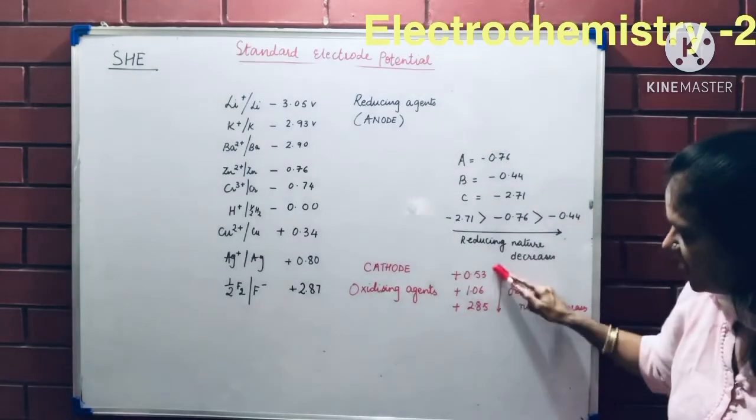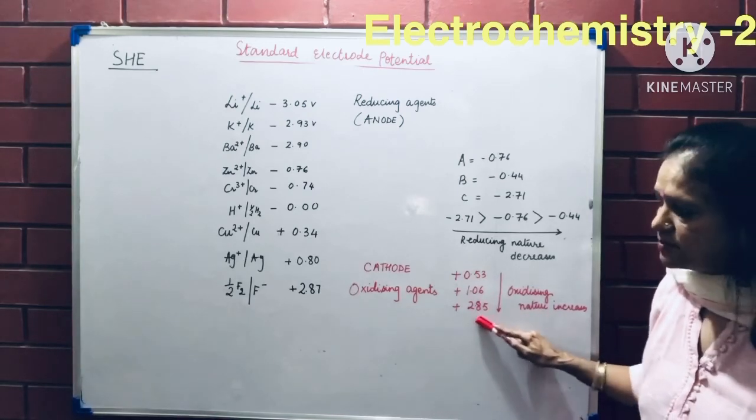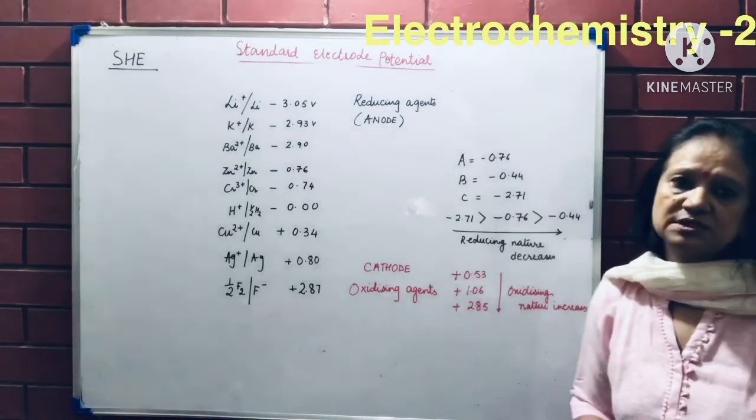Similarly, if positive values are given to you here, you will put them in order, and the one which has the maximum positive value will become the best oxidizing agent.